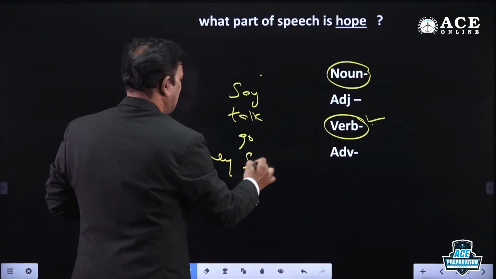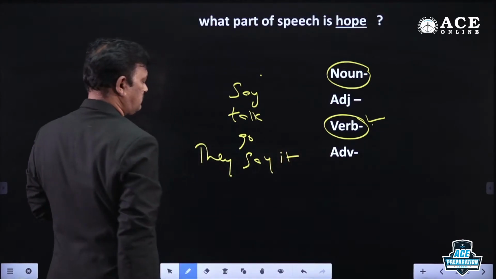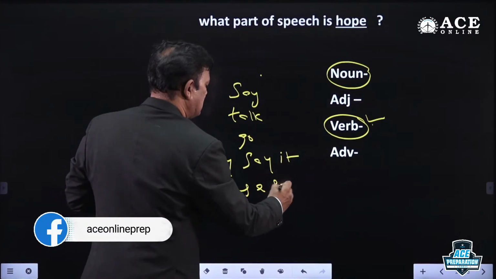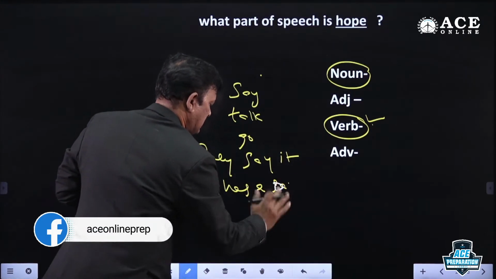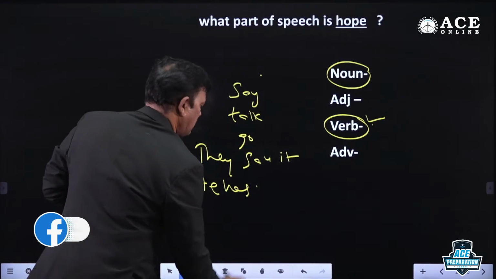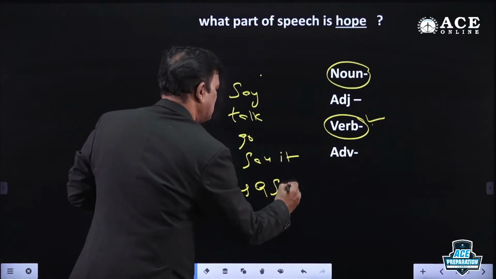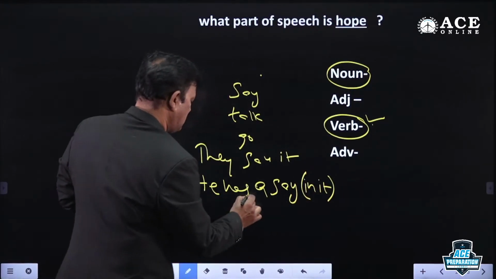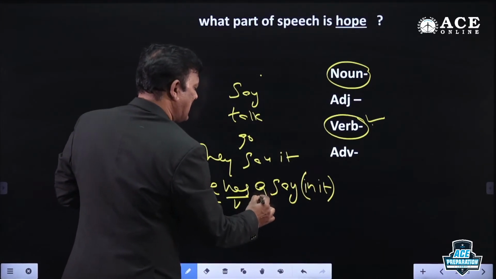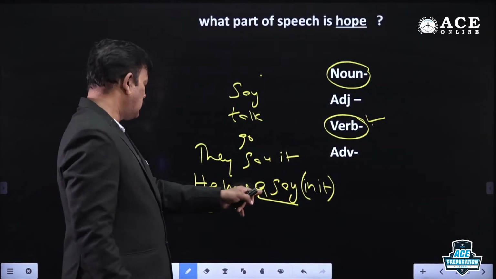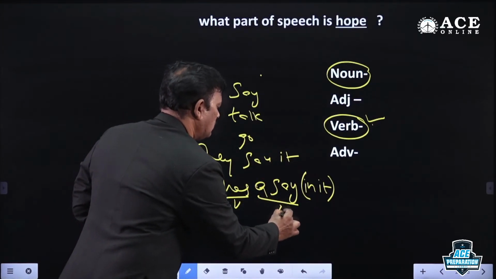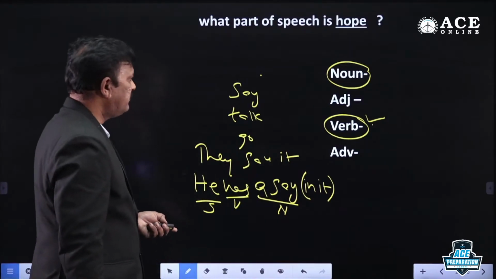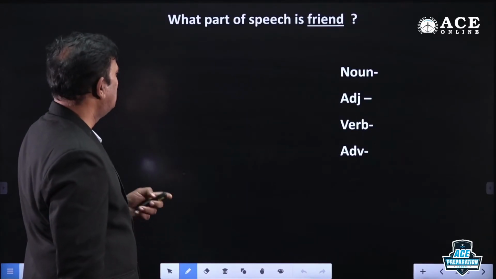Verbs and nouns. Look at this. They say it. He has a say in it. Preposition phrase, verb, subject. He has what? So here say is noun. Anyway, we have some more sessions on this.